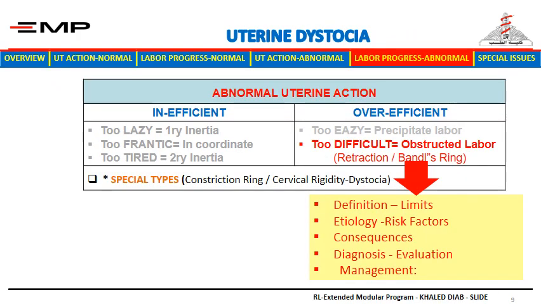Obstructed labor is a form of over-efficient uterine action often seen in the multiparous uterus. Discussion will follow.